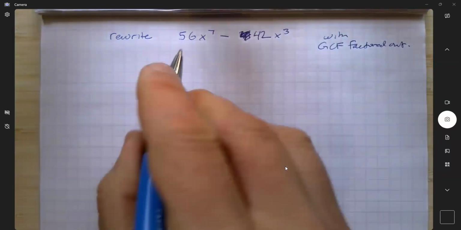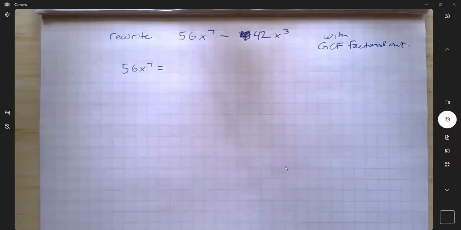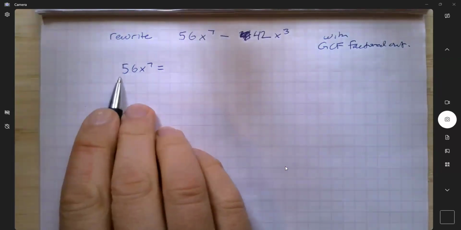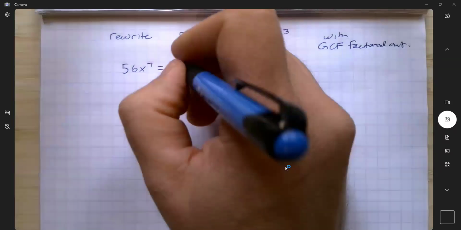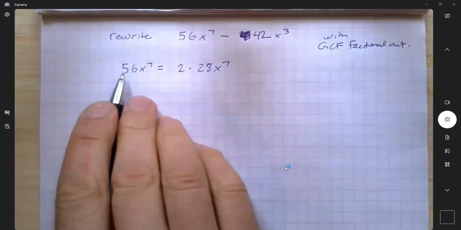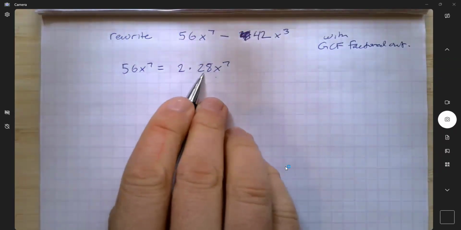So the first thing to do is to write each term as its factorization. 56, now if you don't know how to do it, you might start by saying, okay, well, I do know that 56, because it's even, I can divide it by 2. And your calculator tells you 28.